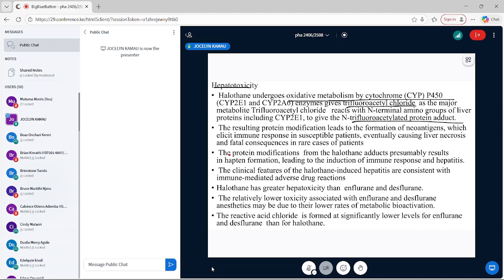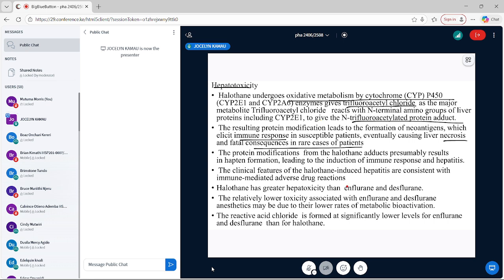The resulting protein modification results in the formation of neoantigens, which elicit an immune response. In susceptible patients, this eventually causes liver necrosis and fatal consequences in rare cases. So again, you have those who are very highly susceptible. They are genetically different. There are those who will be highly susceptible. These are the conditions. The other one was malignant hyperthermia. This is hepatotoxicity.